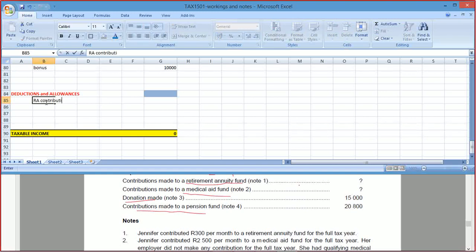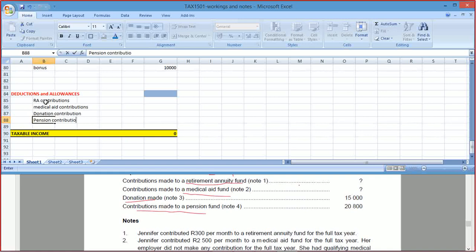RA contributions, medical aid contributions, donation, and pension.